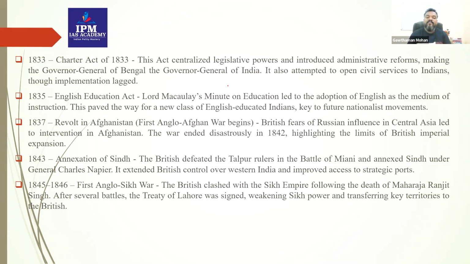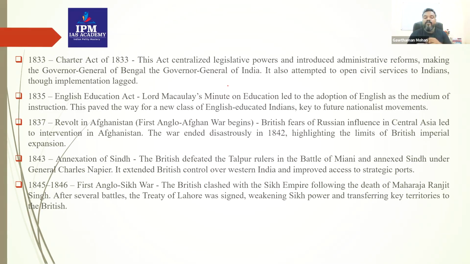Then in 1843, the annexation of Sindh happened. The British defeated the Talpur rulers in the Battle of Miani and annexed Sindh under their General Charles Napier. It extended British control over Western India and improved access to strategic ports. So now you see the entire picture. At first, they started with the North Indian region, then the Central Indian regions, then the Southern, the Deccan regions, and then the Eastern regions. And now they are moving to the Western region. That is why they annexed the Sindh regions.